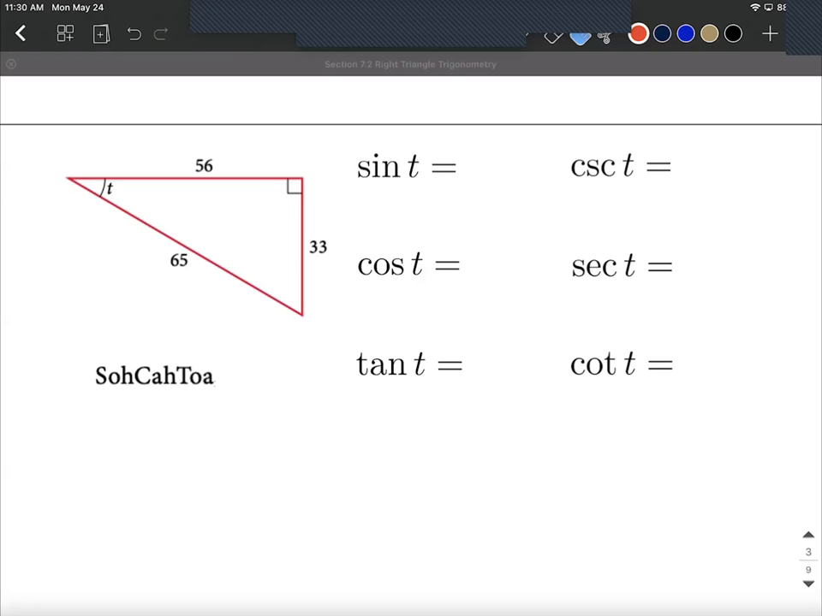Okay, finding six trigonometric ratios based on a right triangle. So as we do this, I'm going to use SohCahToa. Sine is opposite over hypotenuse, cosine is adjacent over hypotenuse, and tangent is opposite over adjacent.